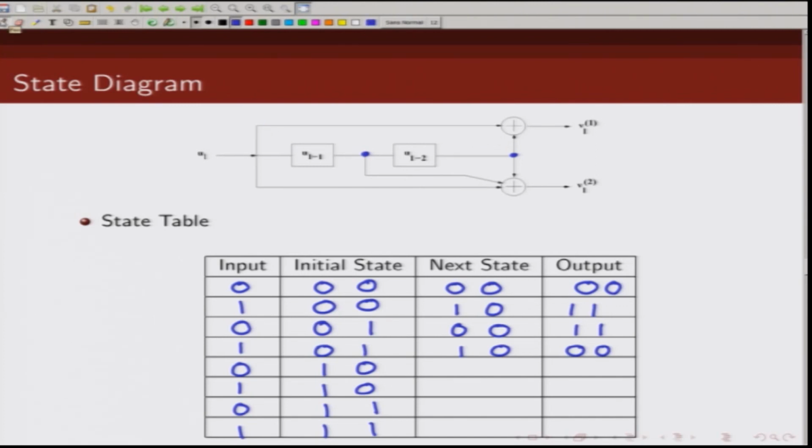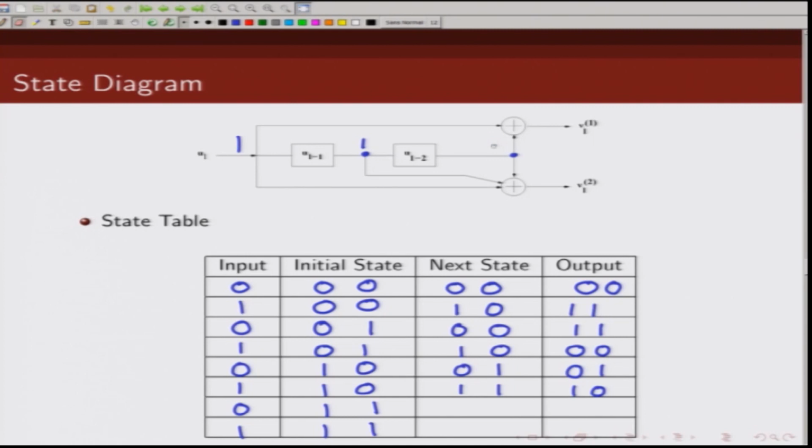So, next you have initial state 1 0. So, initial state 1 0, if the input is 0, then the next state will be 0 1, and what is the output? If the input is 0, the output will be 0 plus 0 is 0, and 0 plus 1 plus 0 is 1. So, output is 0 1, and if the input is 1, then the next state would be 1 1, and the output will be 1 plus 0 is 1, and 1 plus 1 plus 0 is 0.